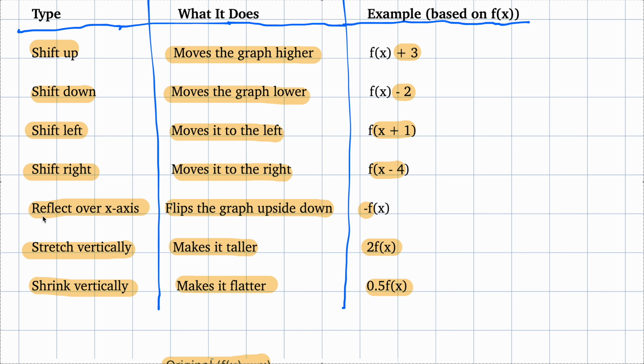And if we're reflecting over the x-axis, that means we're flipping the graph upside down, so we just take the negative of the function value. And if we're stretching vertically, which means making it taller, then we can multiply by some constant whose absolute value is greater than 1. And if we're shrinking vertically, or making it flatter, we multiply by some constant whose absolute value is less than 1.